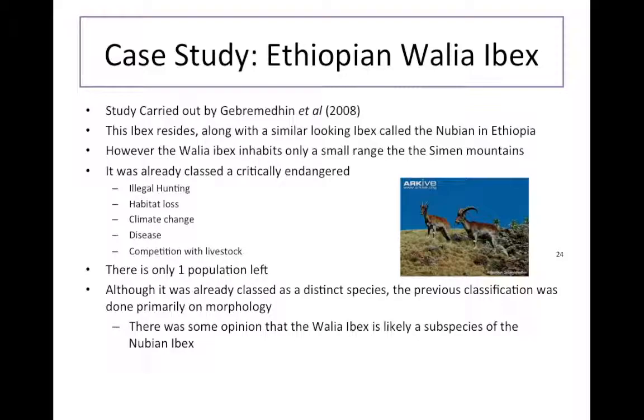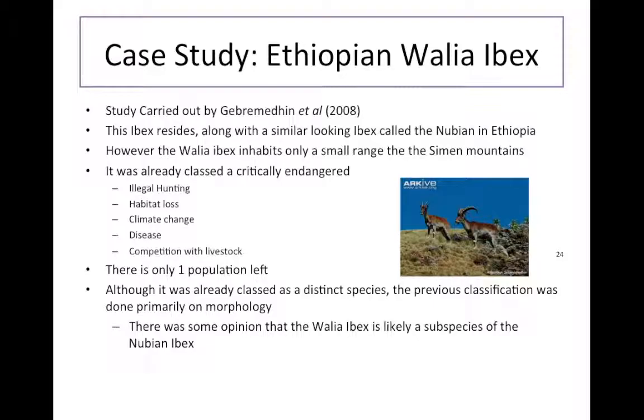Another example is the Ethiopian warrior ibex. In this study, they wanted to know whether the similar looking ibex that lived in the same area, the Nubian ibex in Ethiopia, was the same species. However, the warrior ibex inhabits only a very small range in the Simien Mountains. It was already classed as critically endangered because of illegal hunting, habitat loss, climate change, disease, and competition with livestock. Now there is only one population left, which is obviously a problem in terms of genetic diversity.